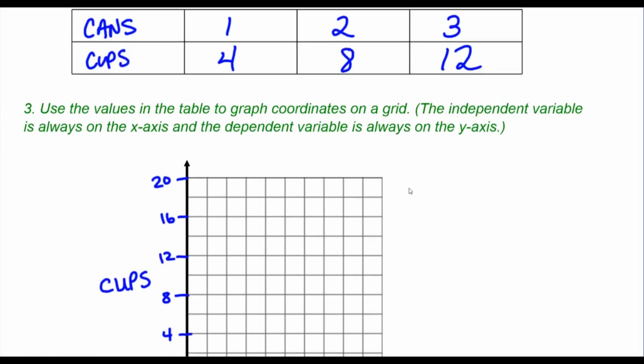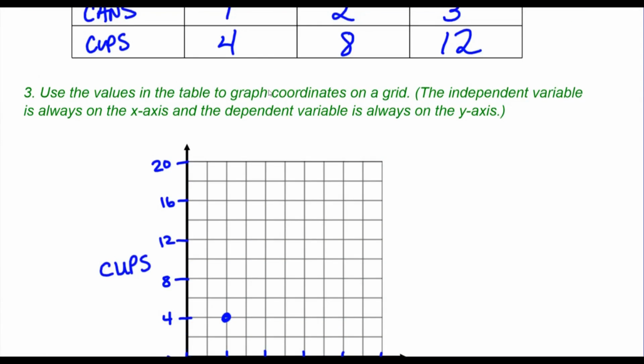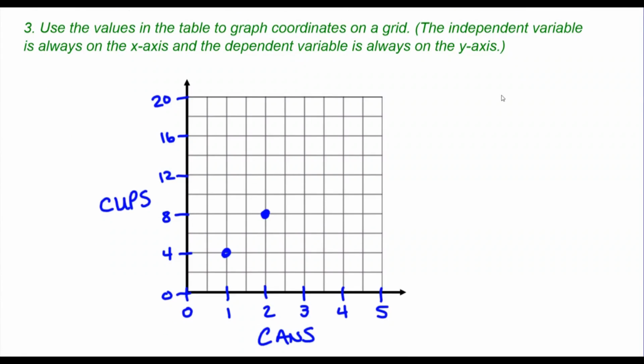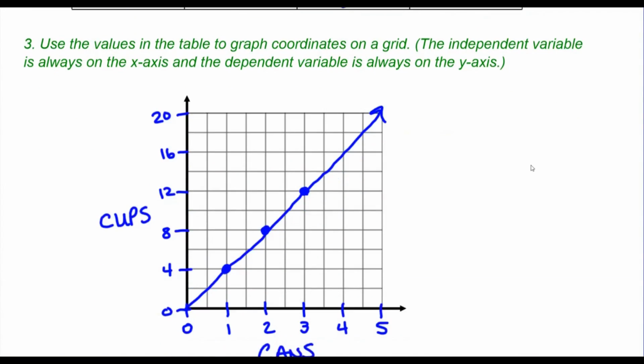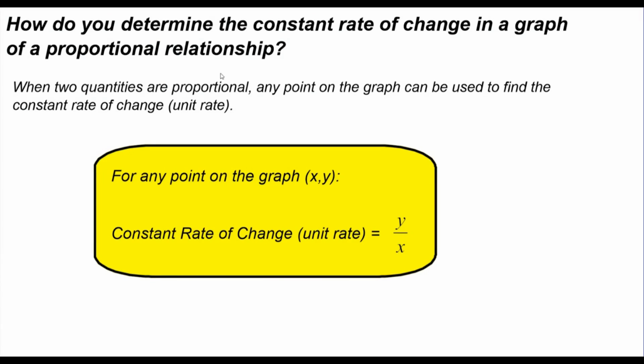So now I can plot the points in my graph. 1 can would require 4 cups, so that point would be right here. That's 1 can and 4 cups. 2 cans would require 8 cups. And 3 cans would require 12 cups. And I can see that that is going to be a straight line that goes through the origin, and there's my graph that compares the number of cans to the number of cups that I would need for my orange juice. Lastly, how do you determine the constant rate of change in a graph of a proportional relationship?